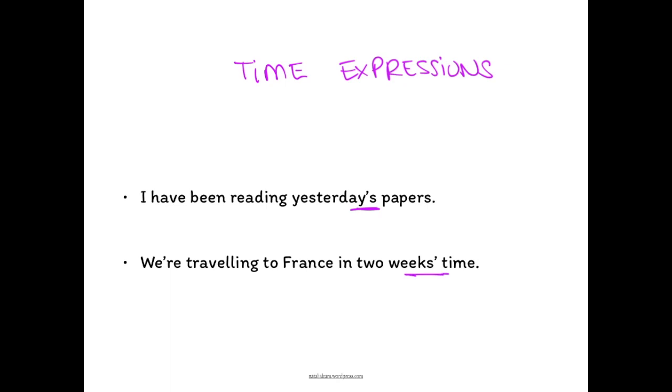As you can see, again, because we're talking about, or this is referring to a plural word ending in S, this time, as you can see, there is no extra S. So this is the plural word you get, 2 weeks' time.